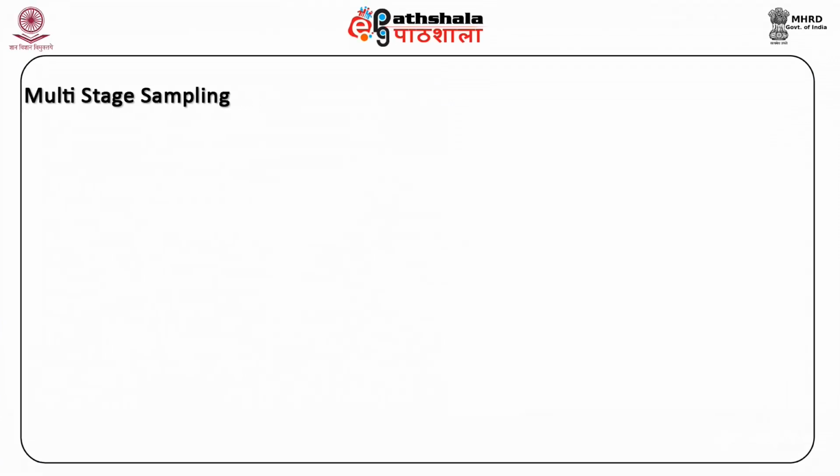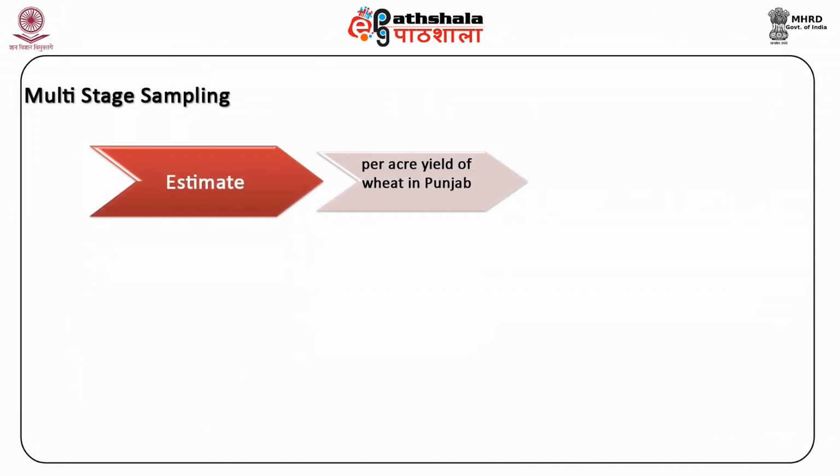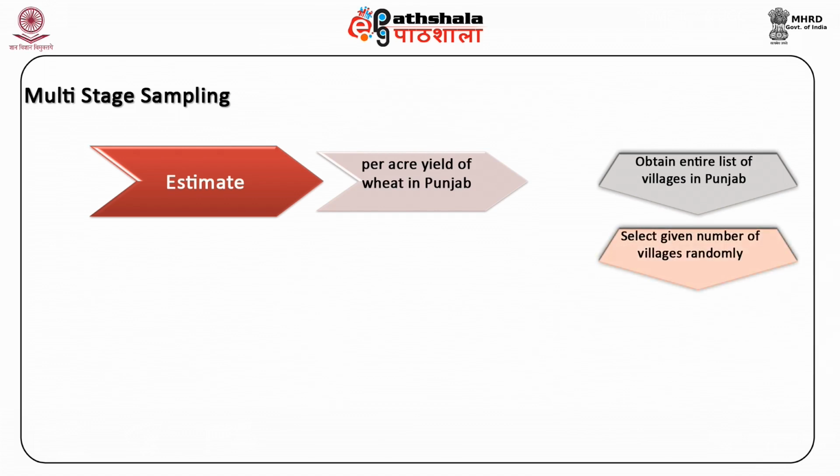Let us understand multi-stage sampling with the help of an example. Suppose we have to estimate the per acre yield of wheat in Punjab. We might obtain the entire list of villages in Punjab and select a given number of villages at random according to random sampling procedure. Then, from out of the selected villages, we might select a given number of fields at random. This is a two-stage random sampling procedure.